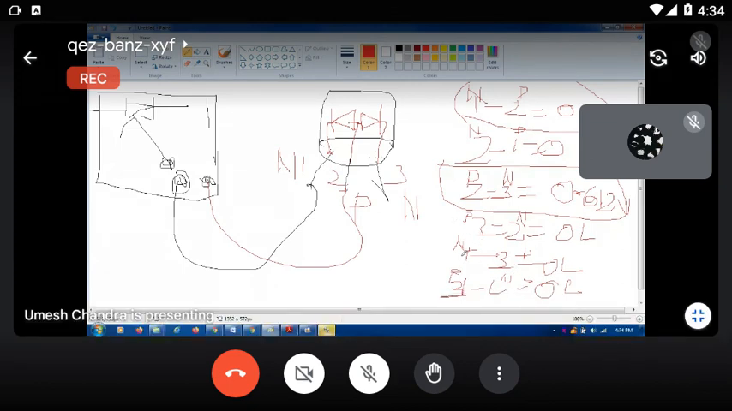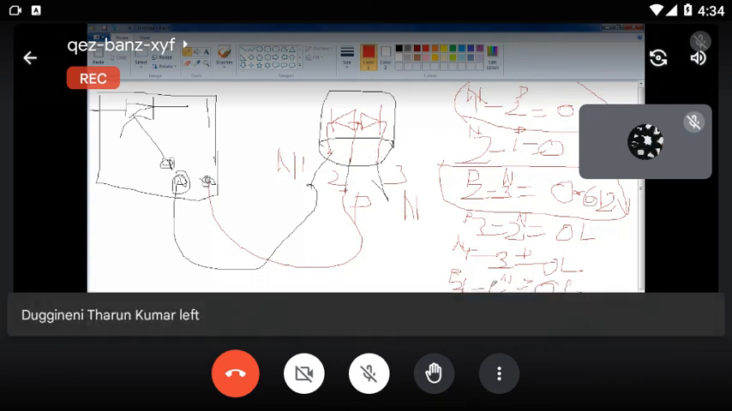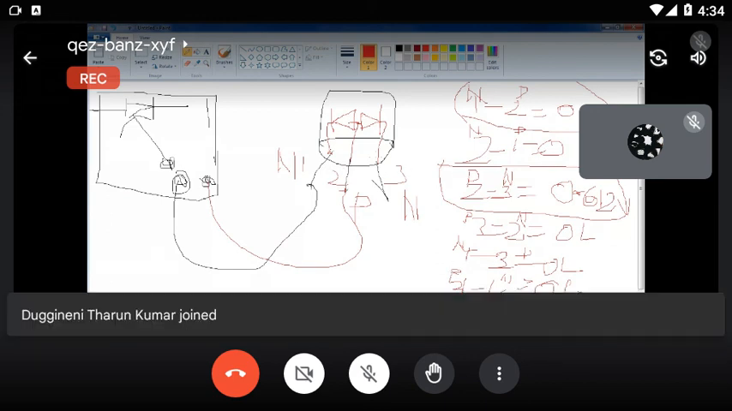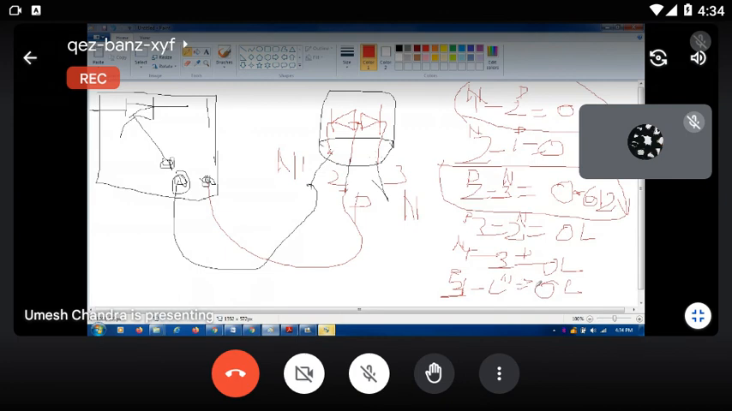Then 1 to 3. 1 is negative, 3 is positive. But here 1 is negative, 3 is negative. Both are negative. But you connect one side negative, another side positive, then you got the OL, that is overload, no voltage. And the last case 3 to 1. 3 is positive, 1 is negative. But here both terminals are negative. In that case you got zero voltage or no voltage or overload.